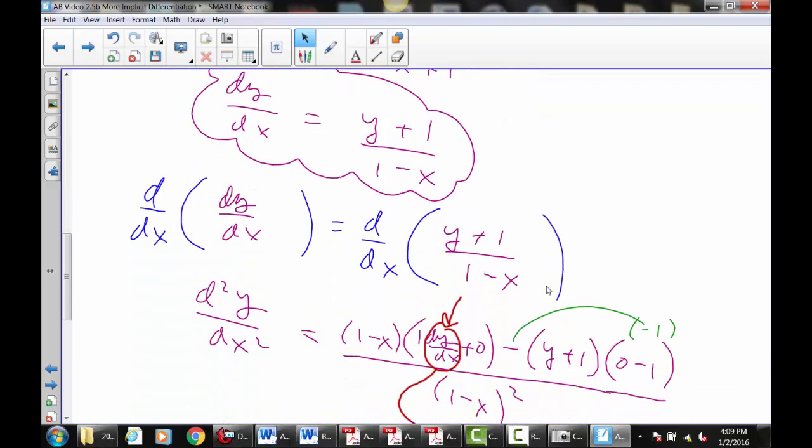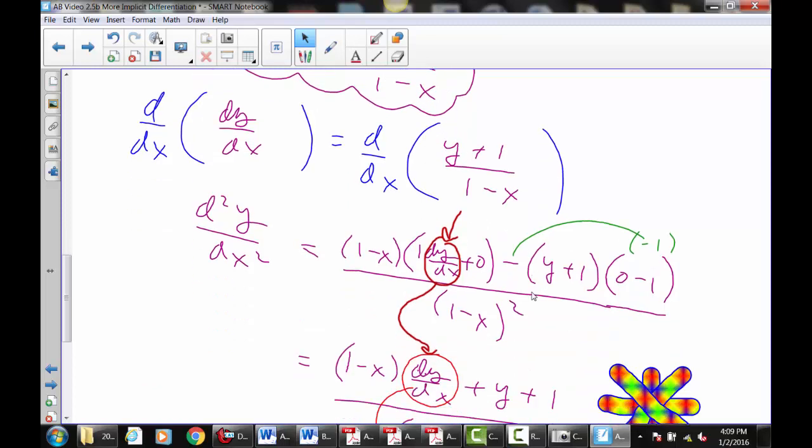But they wanted the second derivative, so now we're going to take d dx of each side of the first derivative. We now have a quotient rule, so we have denominator squared, denominator times derivative of numerator, which is 1 dy dx plus 0, minus numerator, which is y plus 1, times the derivative of the denominator, which is 0 minus 1. Now the plus 0 I get rid of, and this is actually just negative 1, with that negative becomes a positive.